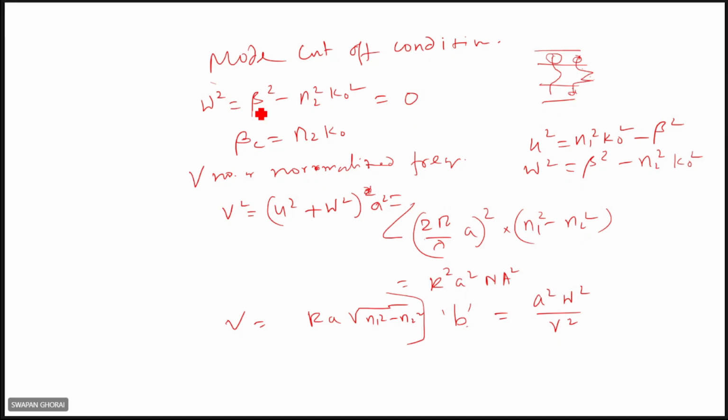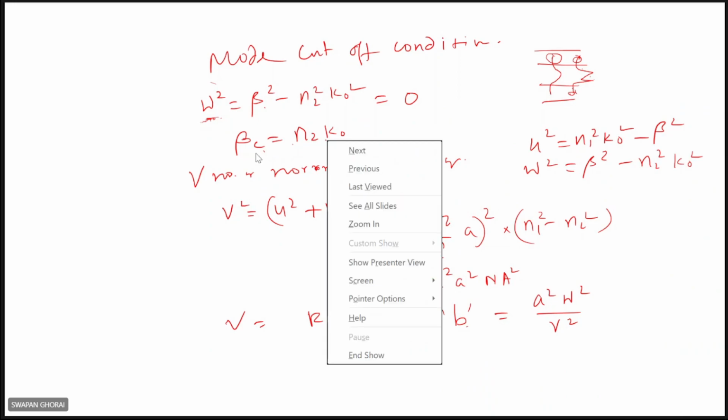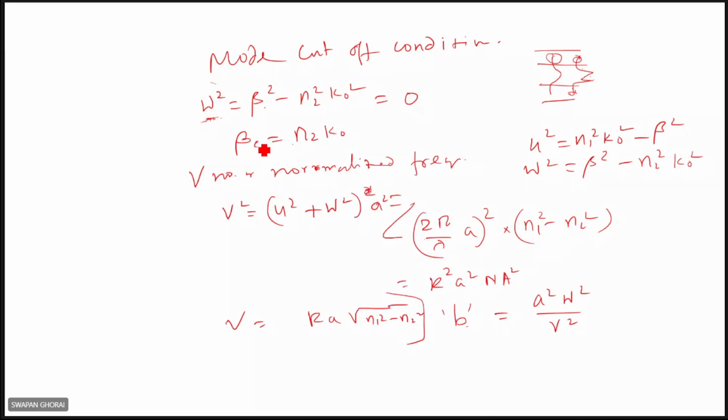Field tail 0 means that W, the W parameter we considered in the decay field, W square would be 0. W square 0 means beta square minus n2 square k0 square is 0, that means beta equals n2 k0. That is beta C, the critical value, beta C equal to n2 k0. So that is the mode cutoff condition, right?